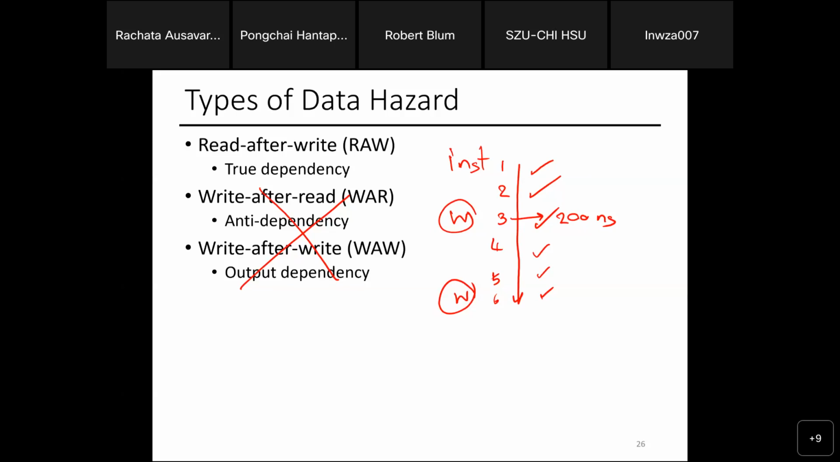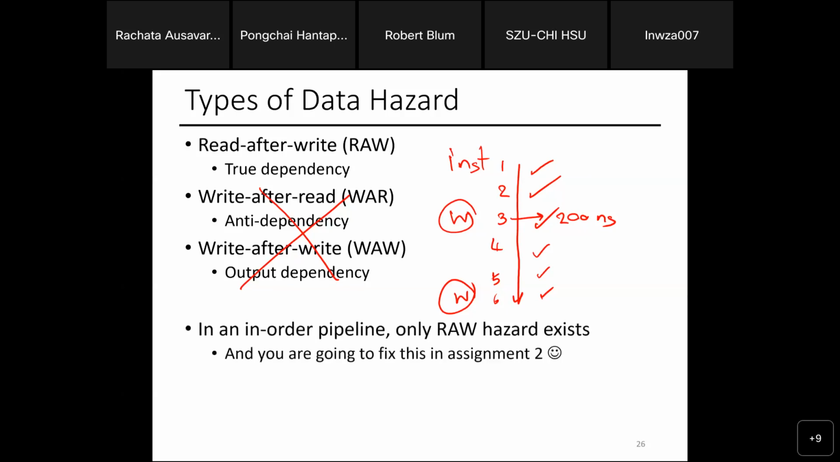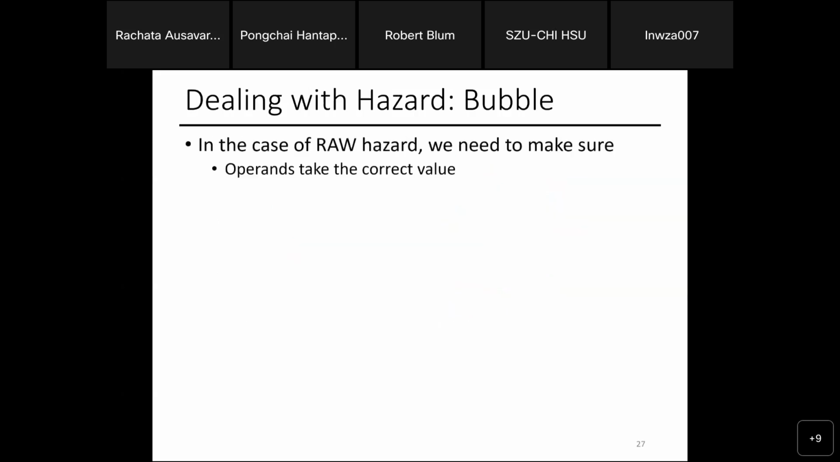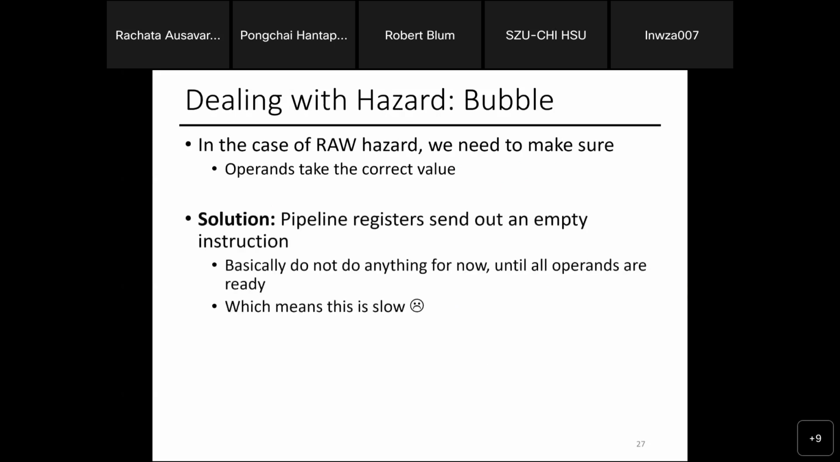Now let's focus on the first bullet. That's the majority of this semester. That's the main focus, the first bullet point, the simple one. Read after write. In case of read after write hazard, we need to make sure that, well, obviously, if I'm adding two numbers, my input should take the right value. And that's it, right? And here's my solution.